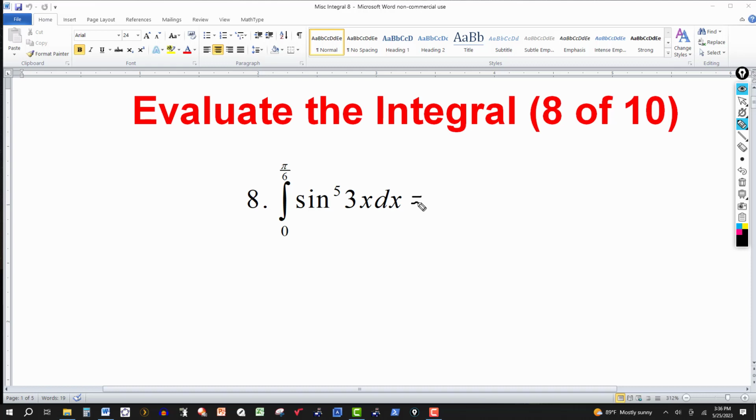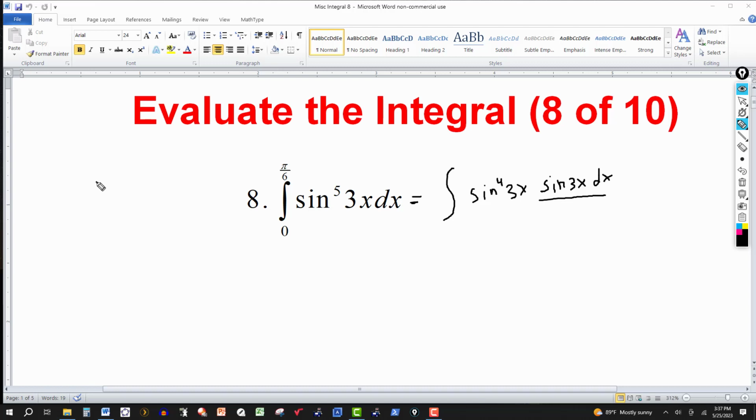So I'm going to break this up. I'm always looking ahead. I'm going to break this into sine to the fourth power of 3x and sine of 3x dx. Now I'm looking ahead again, so the derivative of cosine I know is minus sine, so that gives me sine of 3x right there. So I'm looking to put everything in terms of cosines.